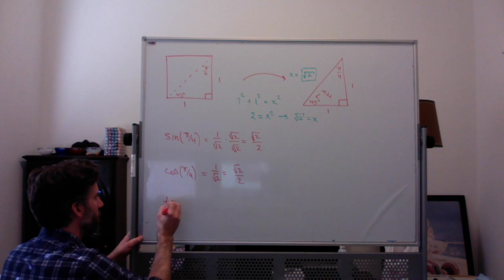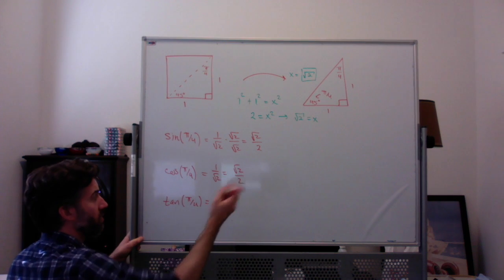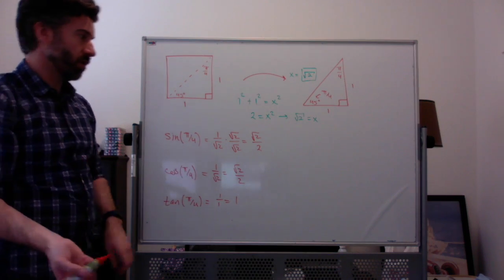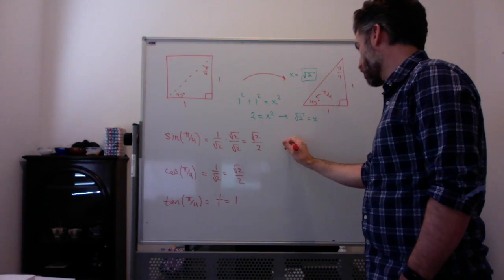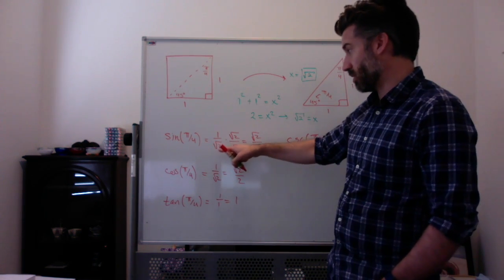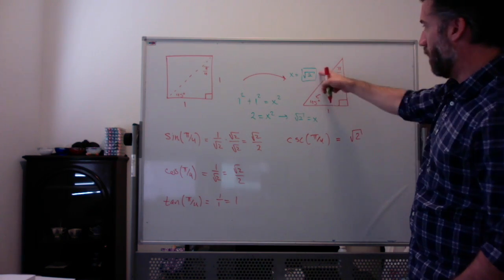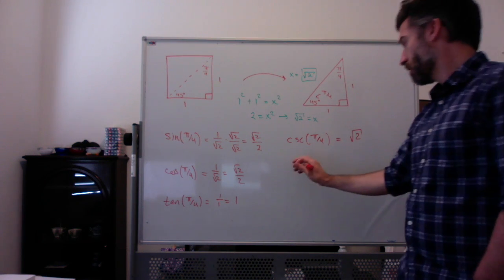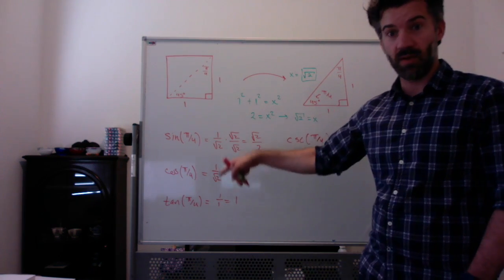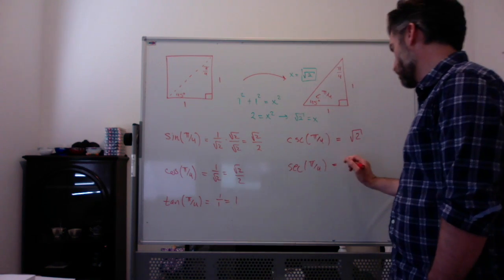Tangent of pi over 4 is the opposite over the adjacent, which is going to be 1 over 1, which is just 1. And then the reciprocal trig functions are all just the reciprocals. So cosecant of pi over 4 is going to be the reciprocal of sine, so it's going to be root 2 over 1, which is just root 2. Or you could say it's hypotenuse over opposite, which is root 2 over 1. Secant of pi over 4 is going to be the same, right? Because if sine and cosine are the same, secant and cosecant should also be the same. Or you could just say it's going to be root 2 over 1, which is root 2.